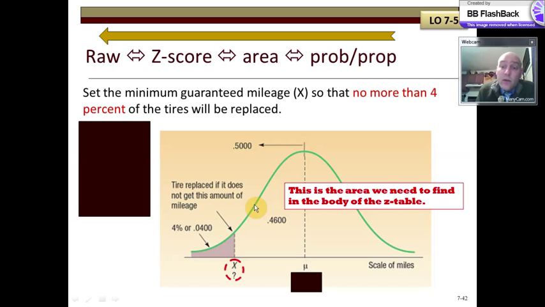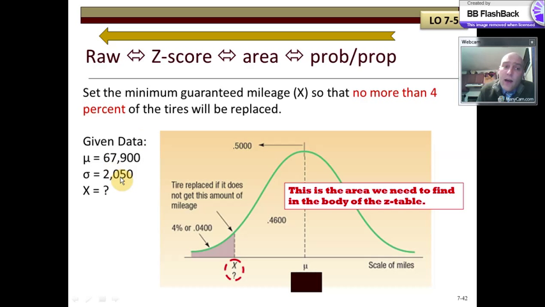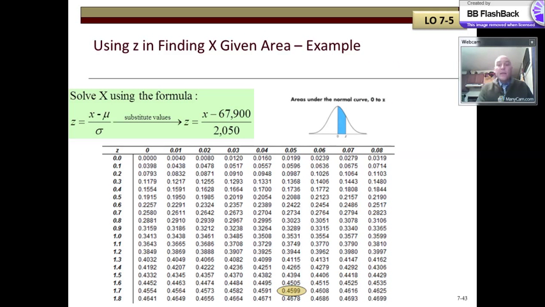This is the area we need to find in the body of the z table. We also have this given data from the problem, the mean and the standard deviation, so I can put the mean on here. I've got my picture, I've got my probability, I've got my area. Now I need to find that area, 0.4600, in the z table. Well, I can't find it exactly, but I can find something close. 0.4599 is super close to 0.4600.